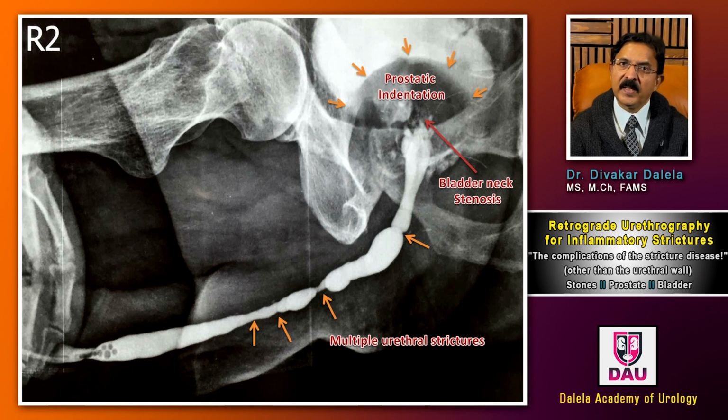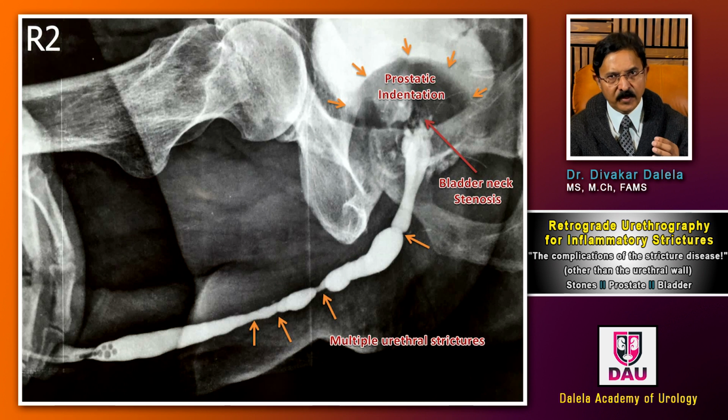He also has a large residual prostate still, and he has developed strictures in the urethra also. So obviously, urethral stricture and bladder neck stenosis are complications of the transurethral surgery that was done on him. So see how much you can infer from one retrograde urethrogram film if you are properly observing the radiological findings.